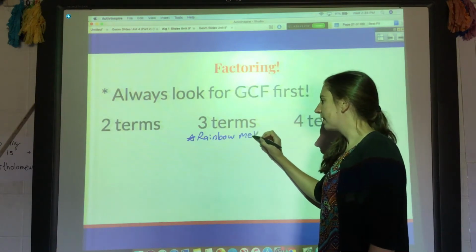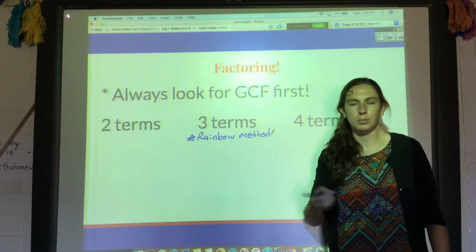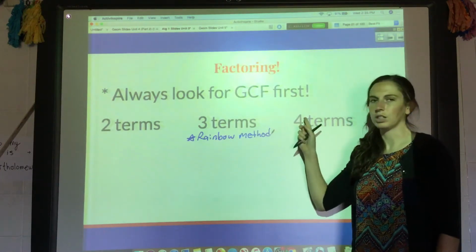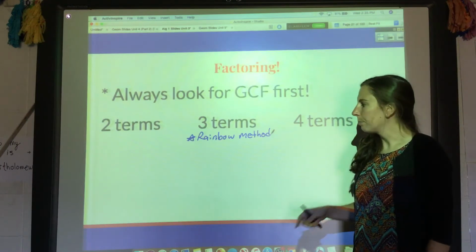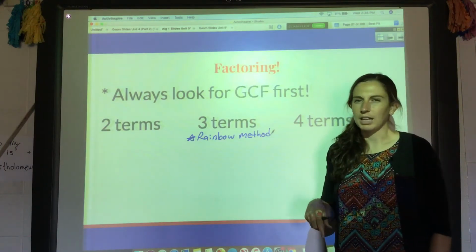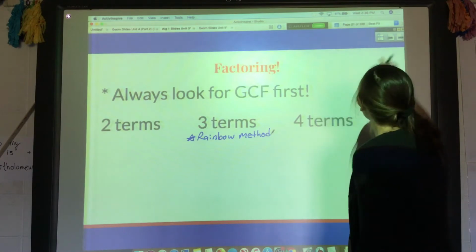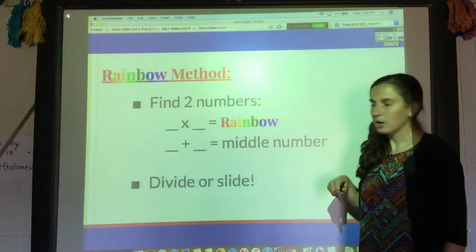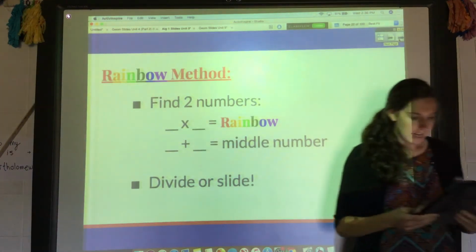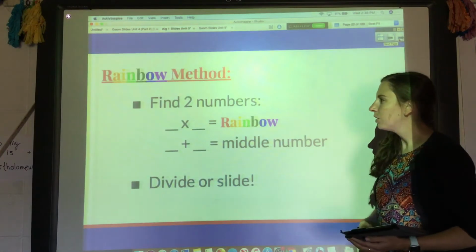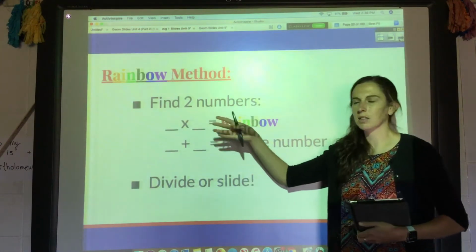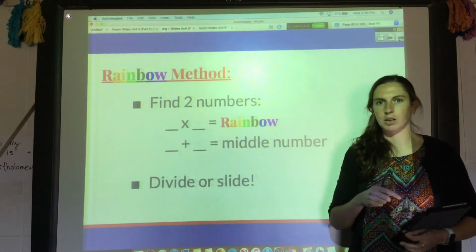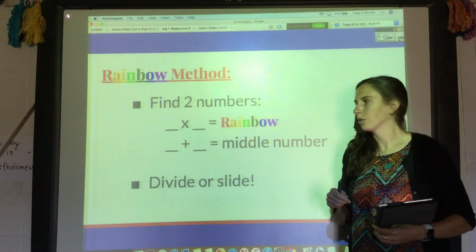With a little divide and slide. There are lots of ways you can do three terms, and feel free to look up other YouTube videos. For example, you can actually break it up into four terms and do grouping method, but we're going to do a different way that I personally like called rainbow method. That's not its official name, that's just what I call it. Basically, you're going to set up this little puzzle. This is the process. If you want to write it down, this doesn't make a whole lot of sense right now, but I'll talk you through it in a second.